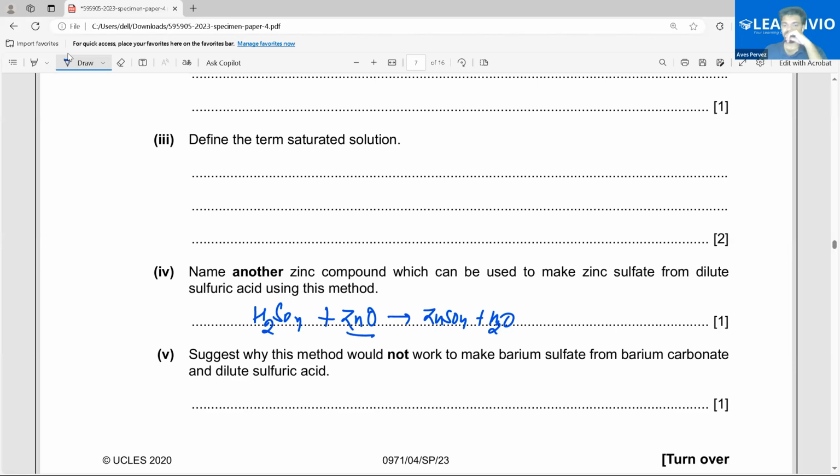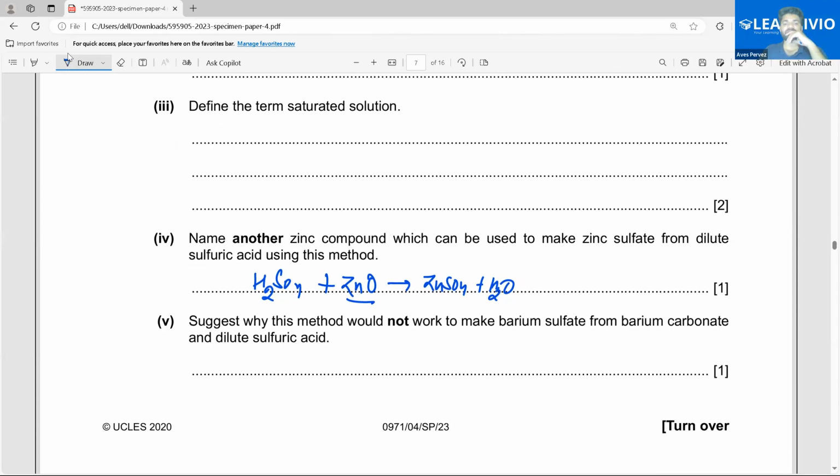Next, why will this method not work with barium sulfate and barium carbonate? Because barium sulfate is insoluble, and it does not react. Barium sulfate is actually insoluble in aqueous solution. When the particles are insoluble, they are tightly packed and they are not going to react.